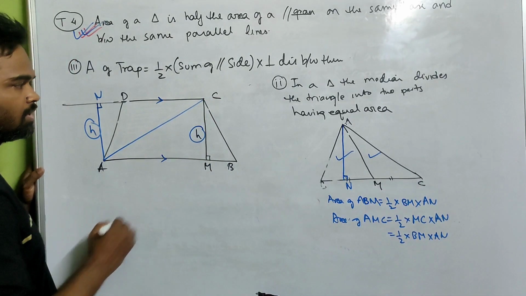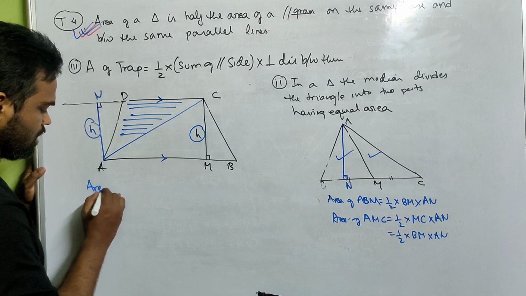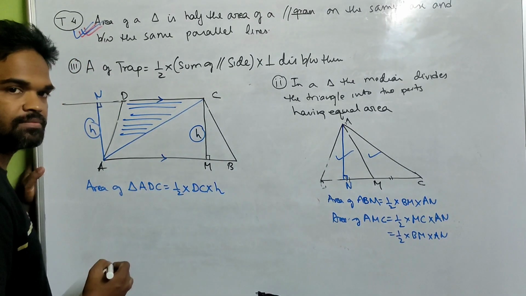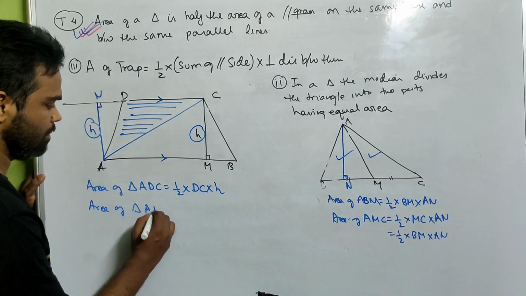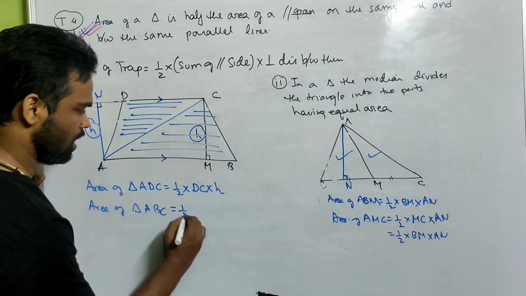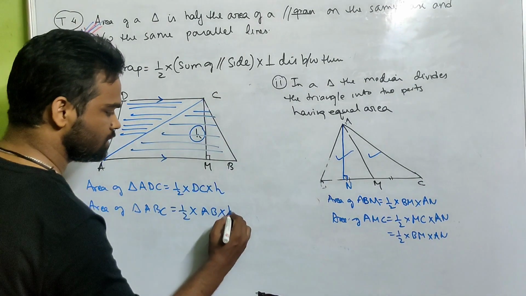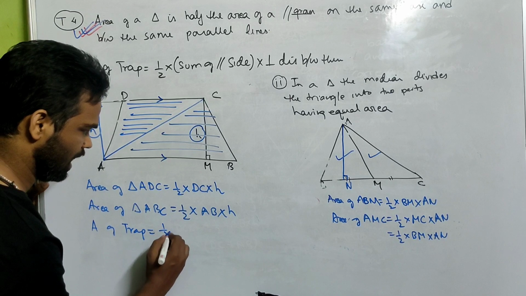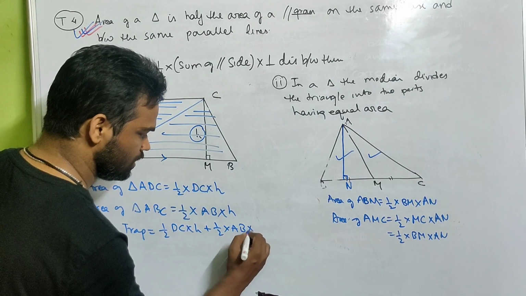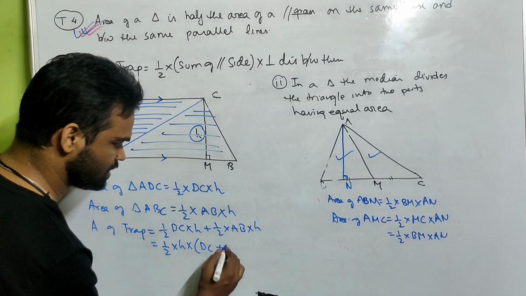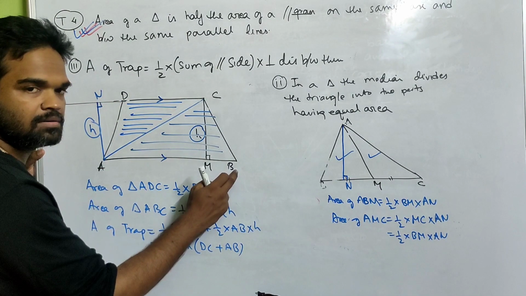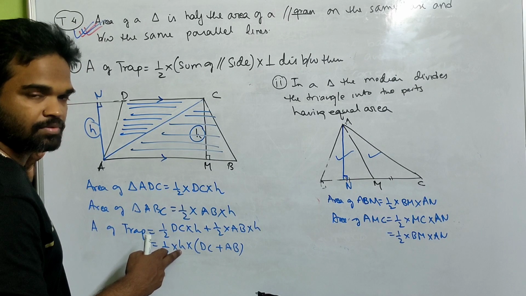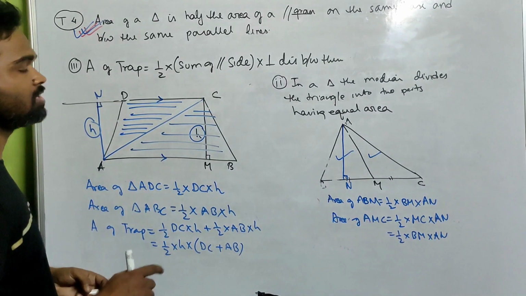Now I'll join AC. Look at ADC. Area of a triangle ADC is half into base into corresponding height, which is H. Similarly, if you look at area of triangle ABC, this again is half into base into corresponding height, this is H. And if you add these two areas, this shaded portion, you get the trapezium. So area of trapezium will add these two, half into DC into H plus half into AB into H. You take half into H common, so DC plus AB, and DC and AB are parallel sides, isn't it? So area of trapezium is half into sum of parallel sides into perpendicular distance between them, which is the altitude, isn't it? Sure.